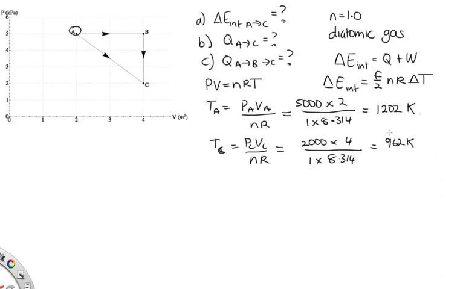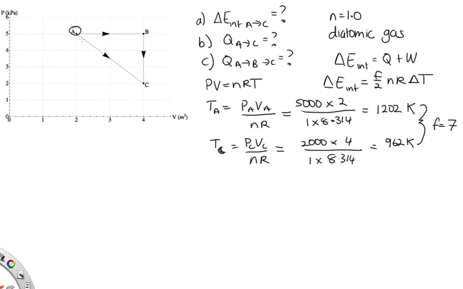Now, both these temperatures are around about 1,000 kelvins, which makes it a bit hard to tell if F is going to be 5 or if F is going to be 7. You wouldn't lose marks for assuming either way, but let's assume that this means F is equal to 7.